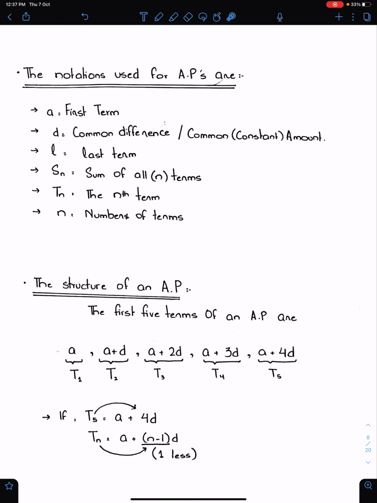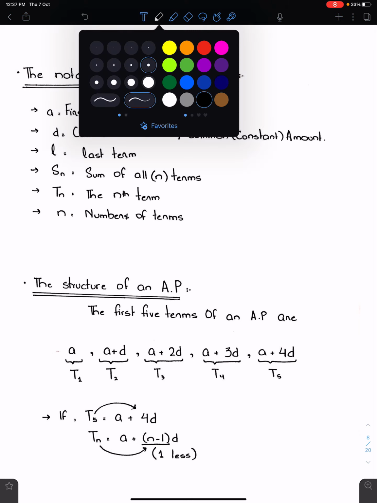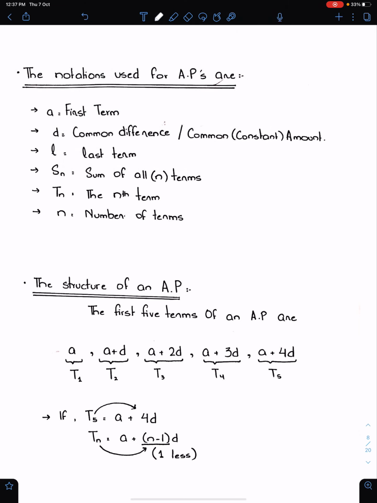Denotations used for APs are A, this means the first term, small d means common difference or constant amount, small l means the last term of the sequence, capital S, small n means sum of all or sum of n terms. You can use the word all means n. Tn means the nth term, small n means number of terms. And remember, n is always positive.